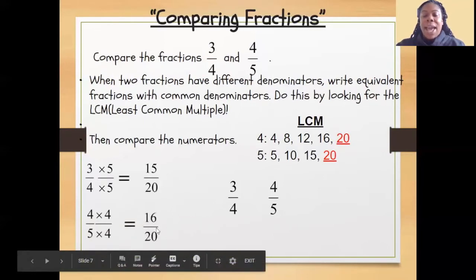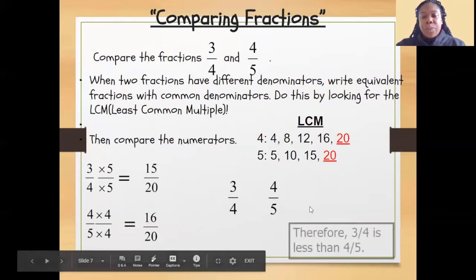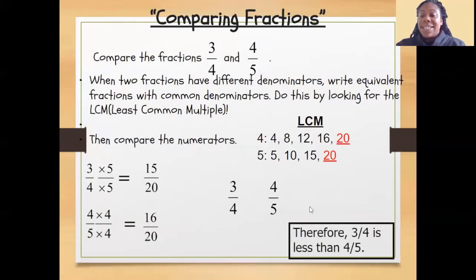Now, by looking at my fractions, I have common denominators, and so now I use the numerators to help me do the final step, which is comparing which numerator is bigger. Between 15 and 16, I know that 16/20 is bigger, and therefore 4/5 is the larger number. So I know that 3/4 is less than 4/5.